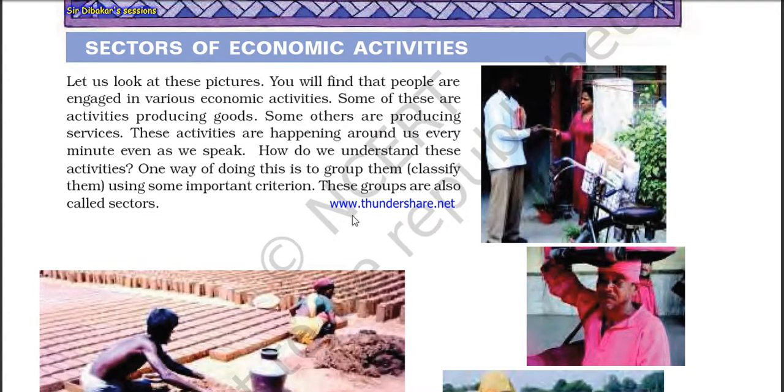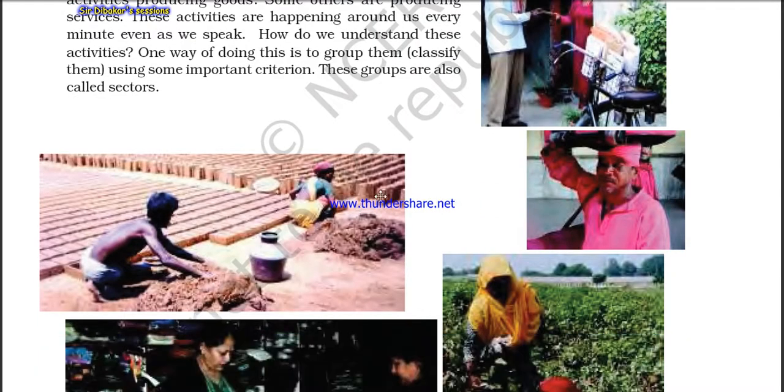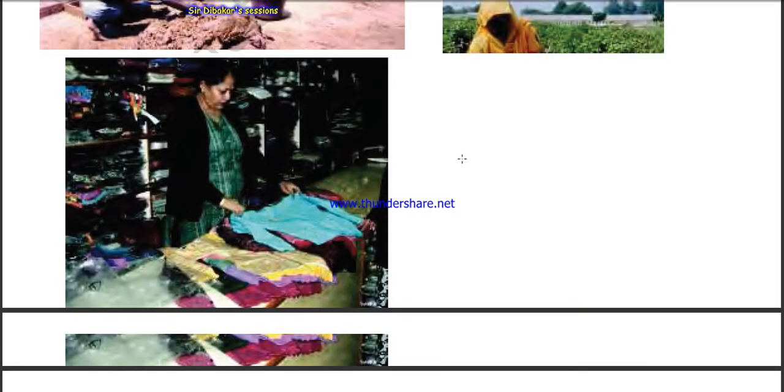Okay, so let us see. Have a look at the pictures in your book. What have you seen? Different types of activities are described here. Have you noticed it? Clear?